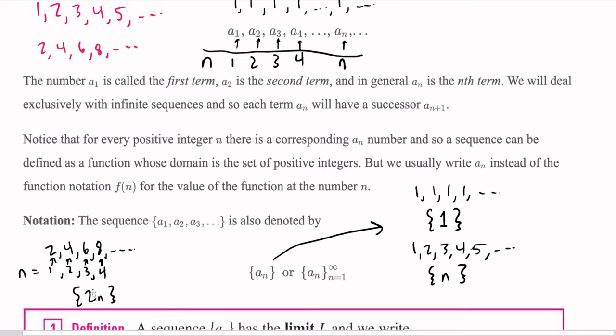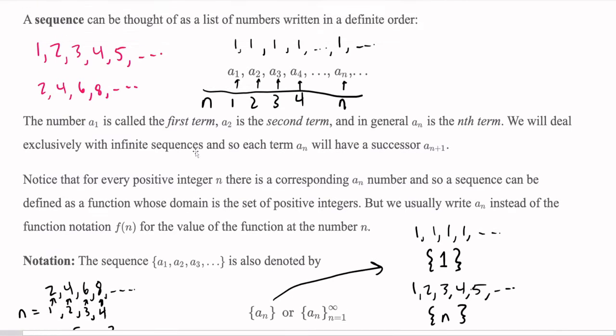This idea is going to be useful when we get to series in 8.2 and then the rest of the chapter. So it's an important idea to be comfortable with this notation. Okay, so what's the big thing we are going to talk about with these lists of numbers?